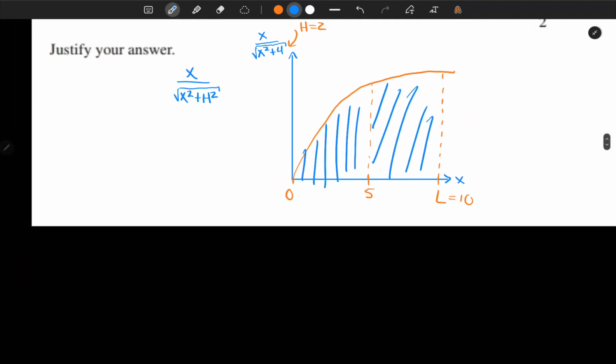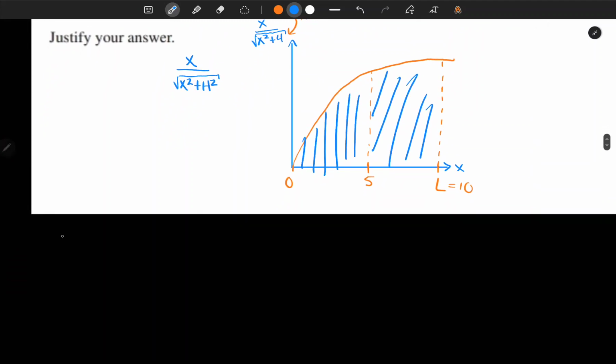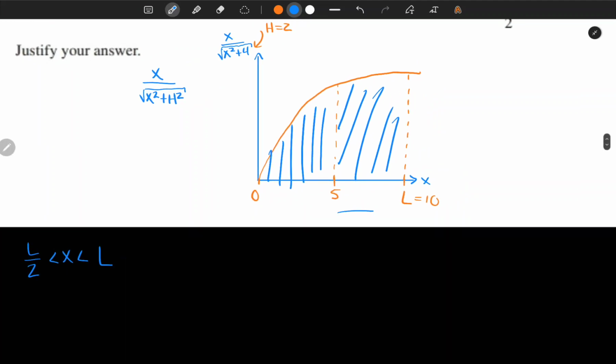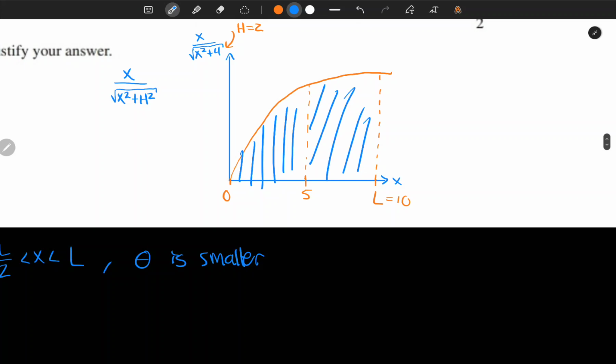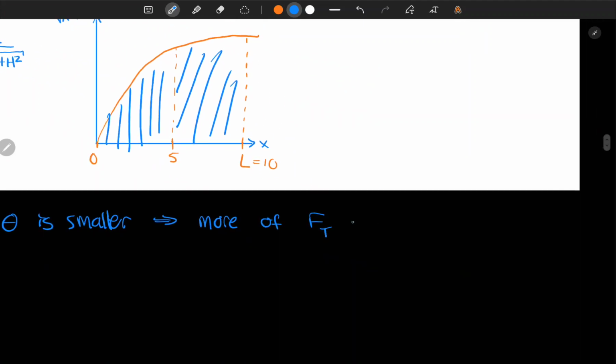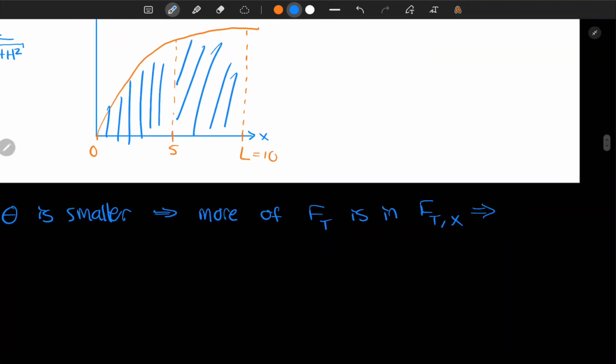Physically, however, for L over 2 less than x less than L, for this portion here, this actually does more work because theta is smaller here. So theta is smaller here, and that implies that more of Ft is in its x component. So Ftx is larger, which implies more work is being done.